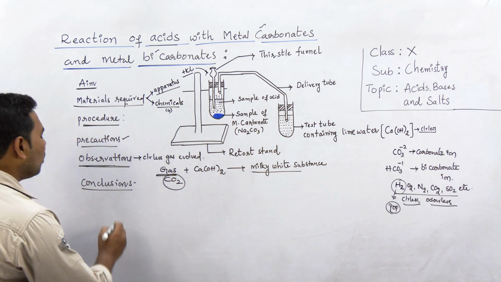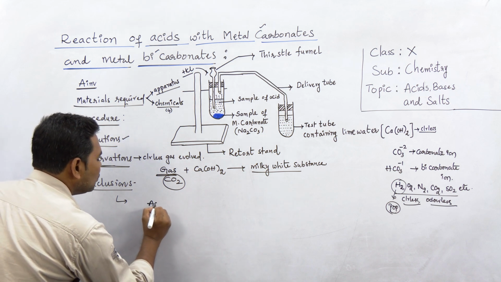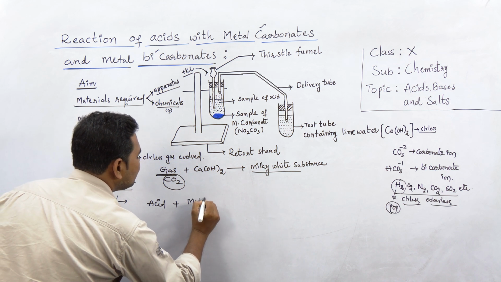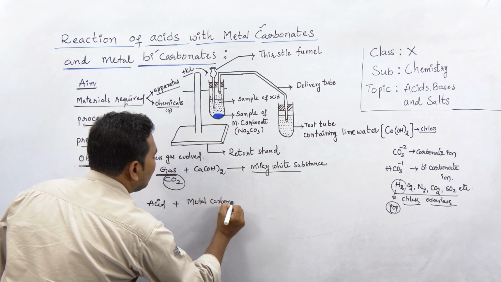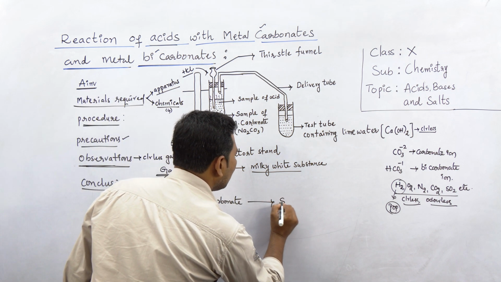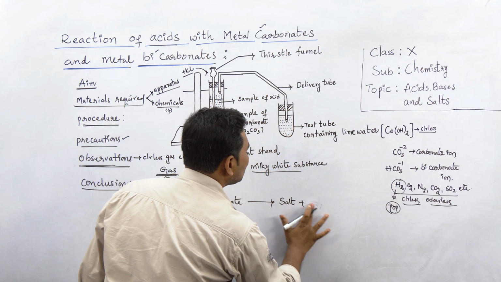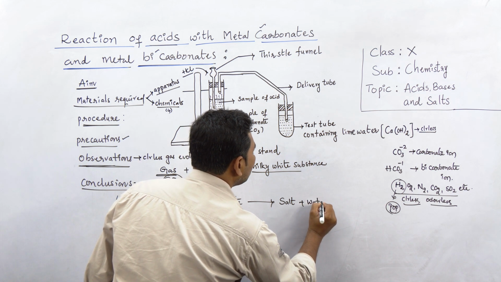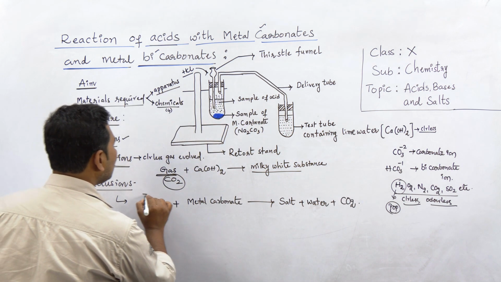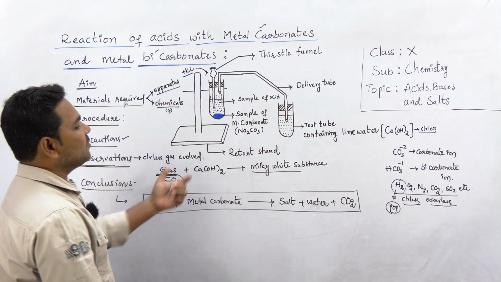Now we conclude. What do we conclude here is, this is important, when acid solution is added to metal carbonate, it produces a salt solution plus water plus CO2, carbon dioxide. This is the observation, the conclusion made from this experiment.